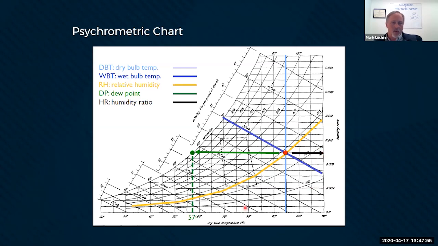The other thing I really wanted to point out is this box here in dashed lines. That box represents the comfort zone, the human comfort zone. So if your conditions are within that box, in theory, most people are going to feel comfortable.